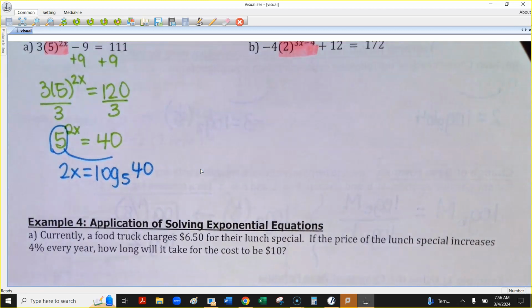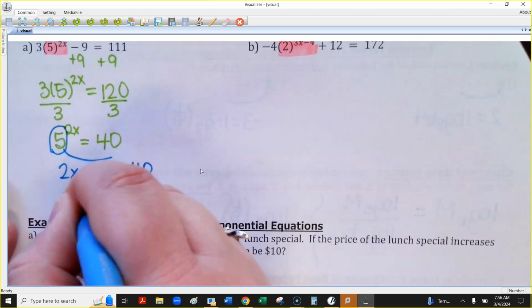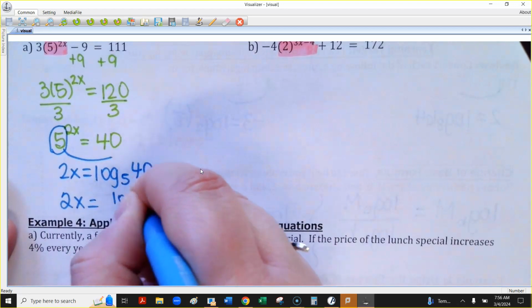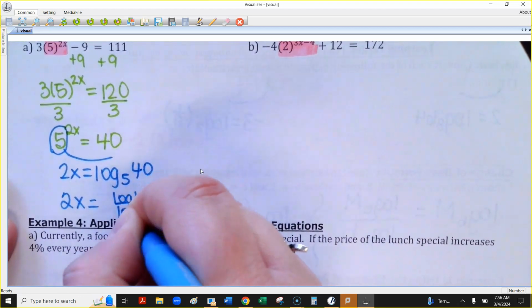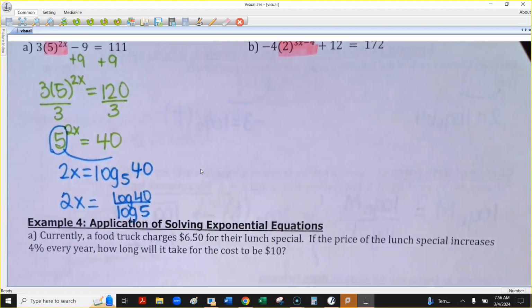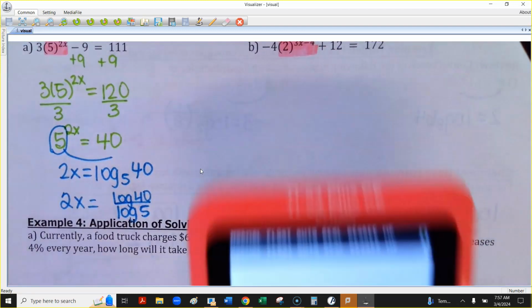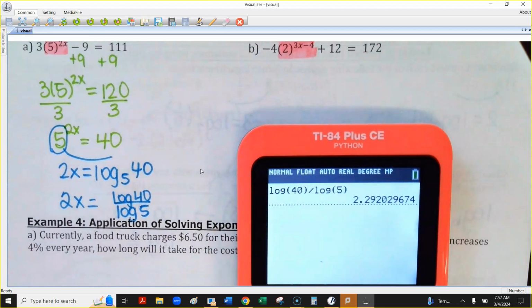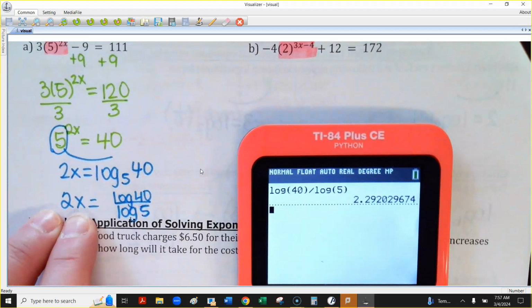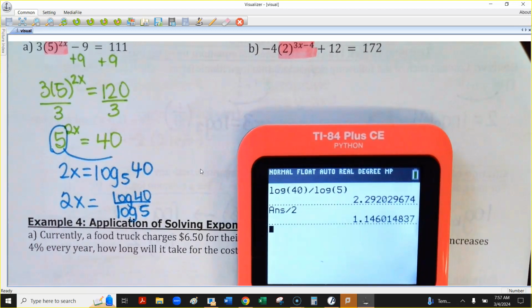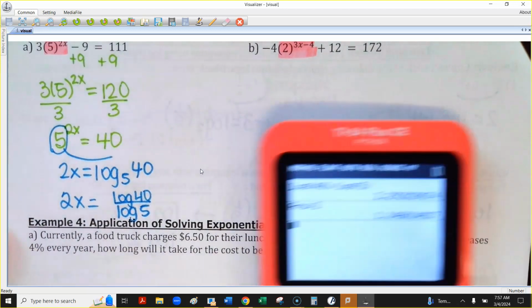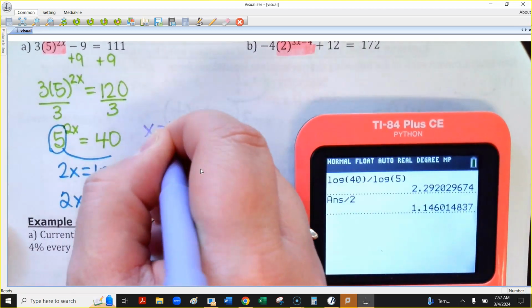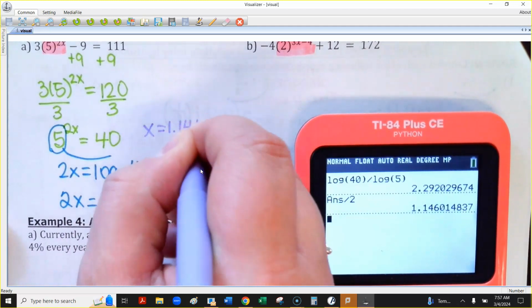Okay, so then we just do change of base real quick. So I'm going to do log of 40 divide by log of 5. And again, don't be like, oh, that's the log of 8. It doesn't work like that. So you have to do log of 40 divide by log 5. Then I'm going to take that and divide by 2 because my exponent was 2x. So just going to divide by 2 to get my answer. I'm going to go 3 decimal places, 1.146 here.